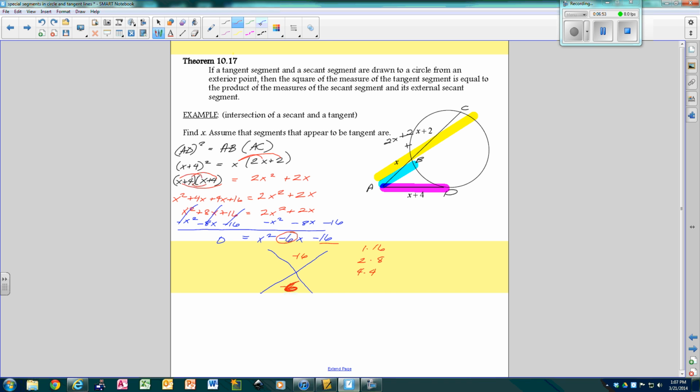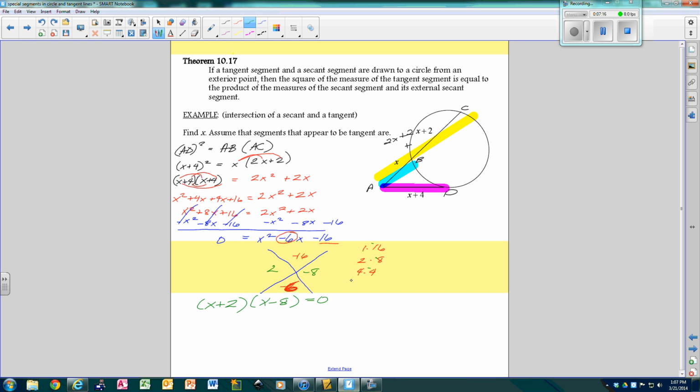Out of these choices, one of them needs to be 16 so that I get negative 16. So I'm going to go with the bigger number here since this is negative. So 1 minus 16 is negative 15. 2 minus 8 is negative 6. So these are my factors: x plus 2 and x minus 8.